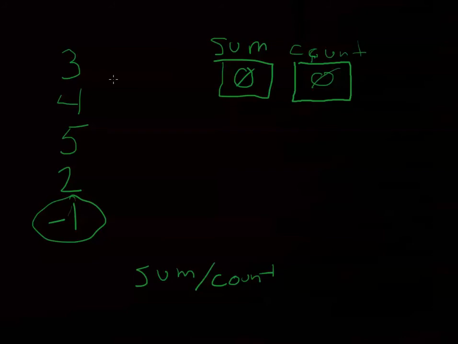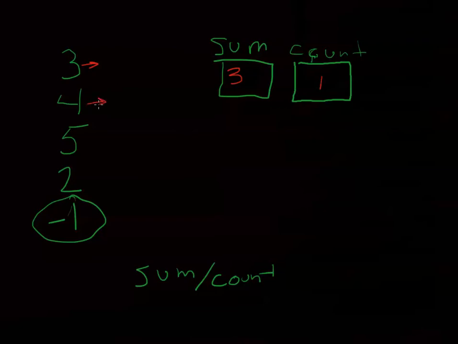All right, so as the user, and let's switch colors here, as the user types in an individual number, we're going to read that number into a variable perhaps called input, and we're going to update the sum. And so if we erase this, as the user types in 3, sum becomes 3, count becomes 1.